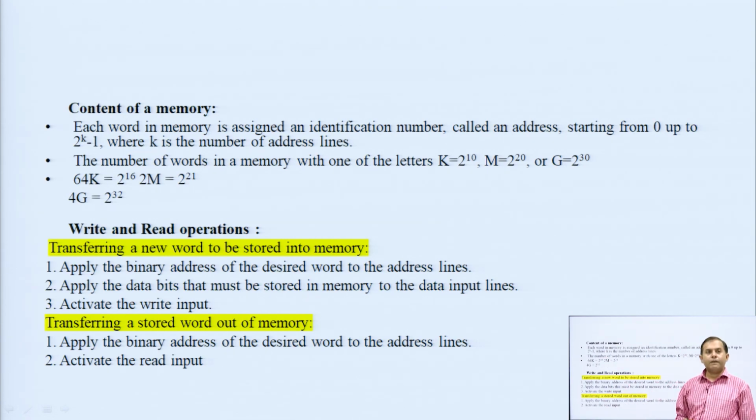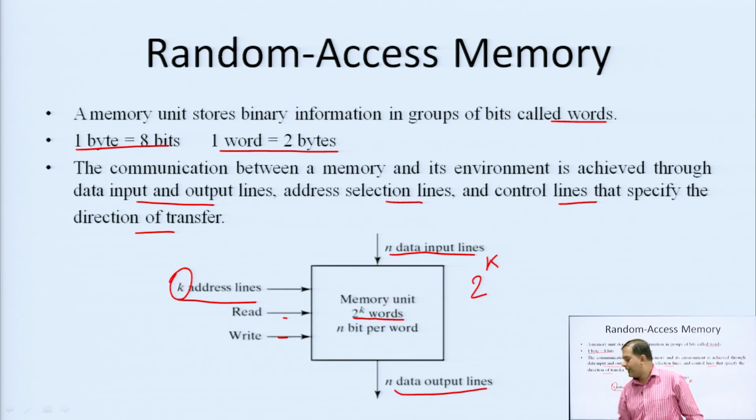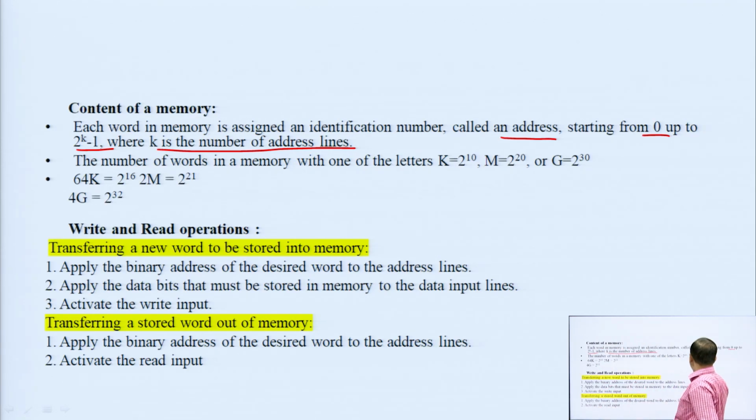Content of a memory: each word in memory is assigned an identification number called an address, starting from 0 up to 2 to the power k minus 1, where k is the number of address lines. I have already told you that k is the number of address lines, so memory can store up to 2 to the power k words. So, the address will be up to 2 to the power k minus 1.